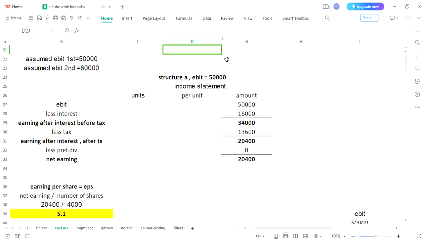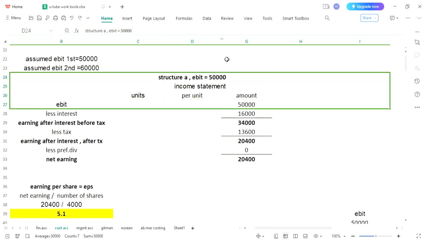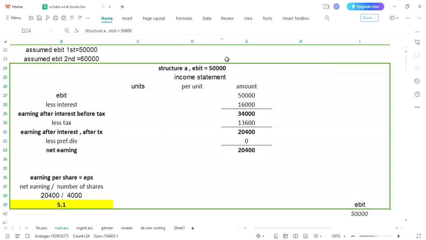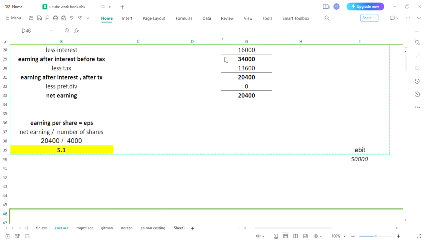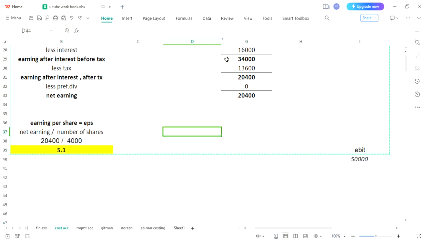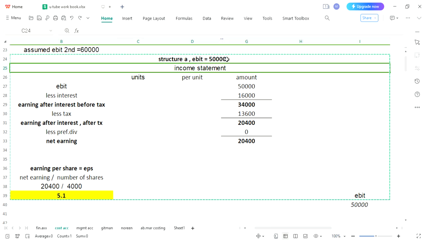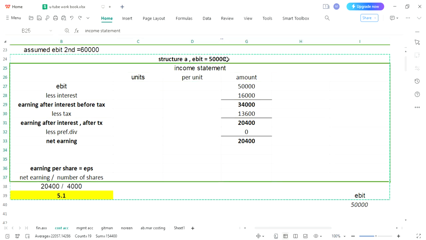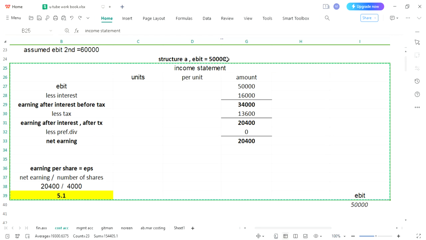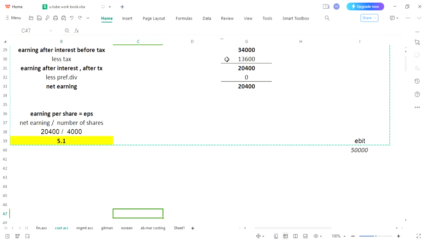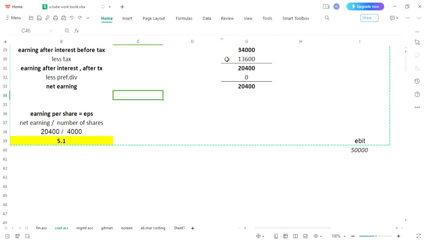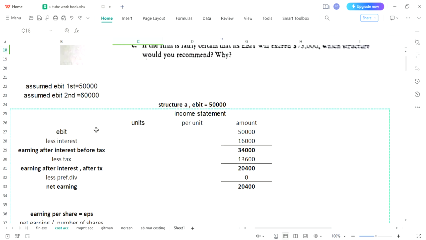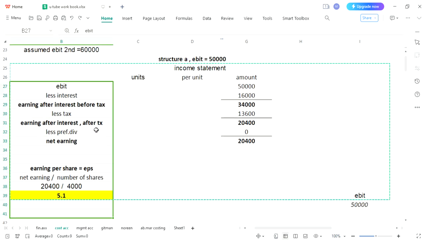No, let's select again. I had not pushed the right button. Here we do have merged cells, so it won't work like this. So we'll have to take one by one. Let me see if it works. No. So again, we'll have to take all these things separately. First, we will take this.